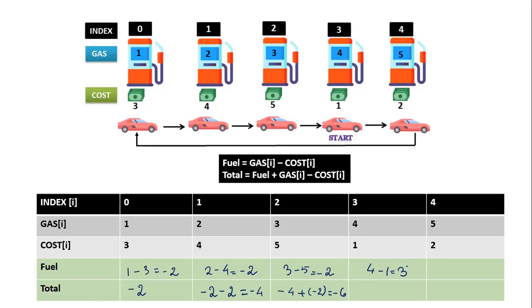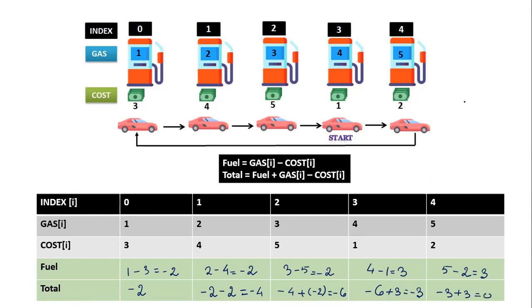Now we can say that yes, since the value of fuel is positive, we can consider this as a starting point. So when we consider this as a starting point, we also have to calculate the value of total, which is now going to be minus 6 plus 3. And this is going to be minus 3. Then we move on to the next index, which is 4. And the value of fuel in this case is going to be 5 minus 2, which is 3. So what will be the value of total? It is going to be minus 3 plus 3, which is 0. With this, we come to the end of our iteration.